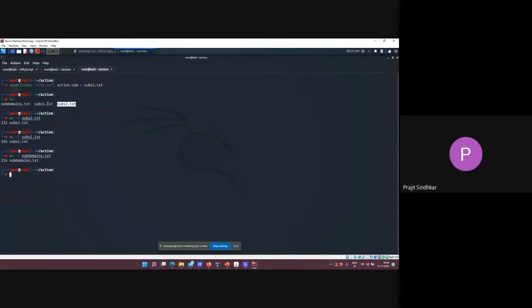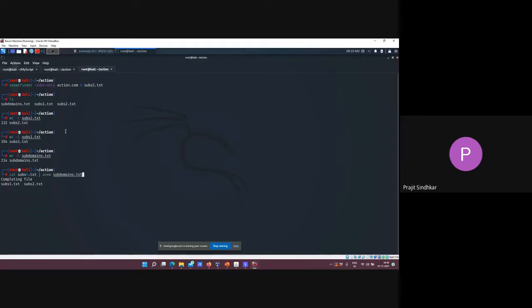Okay, so if I have these three files and I have to combine them, there is a tool called anew. You can just use cat subs*.txt. Star means it will get all the files, like sub1.txt, sub2.txt, sub3.txt. Then I pipe to anew subdomains.txt.